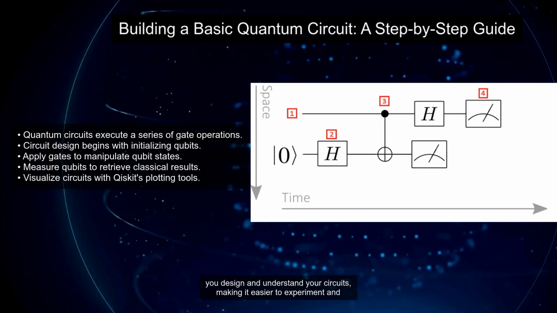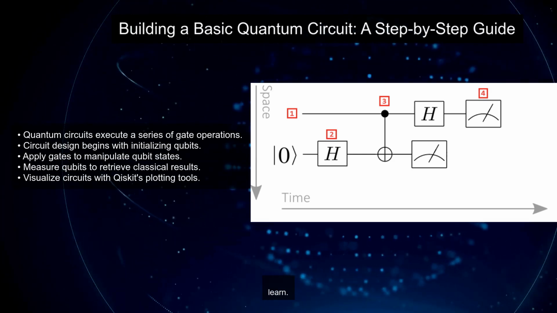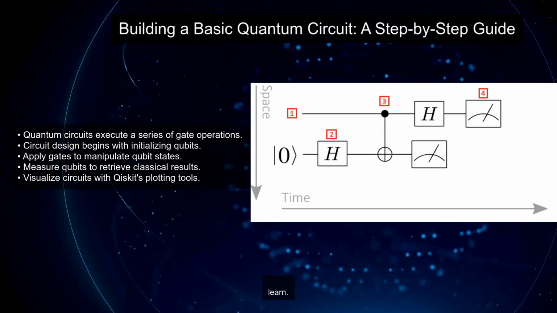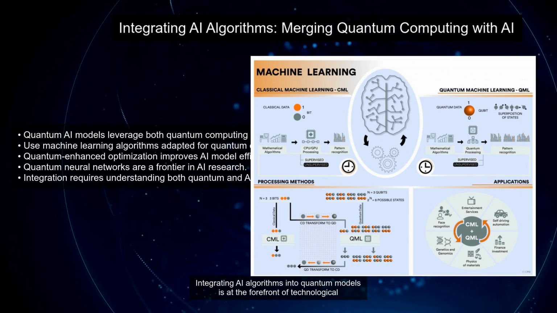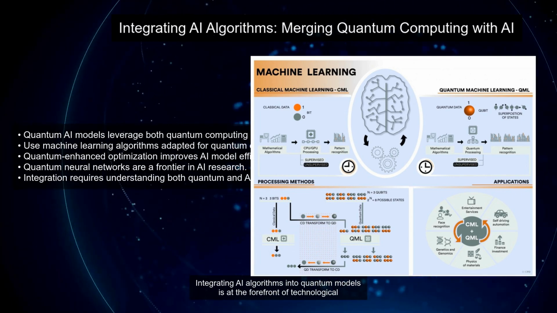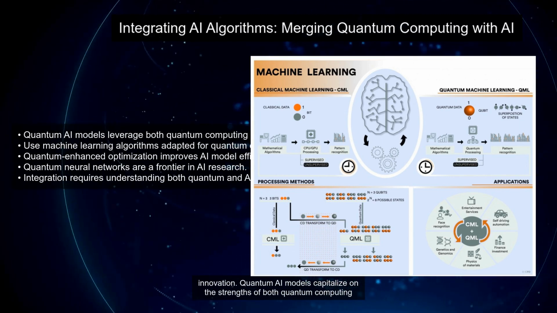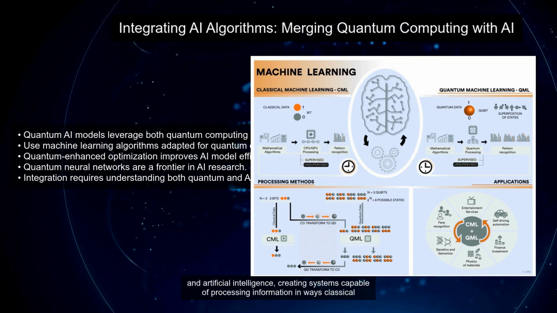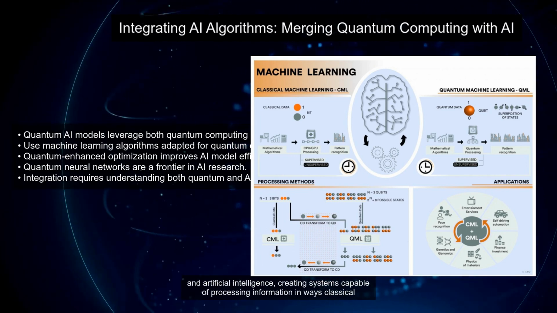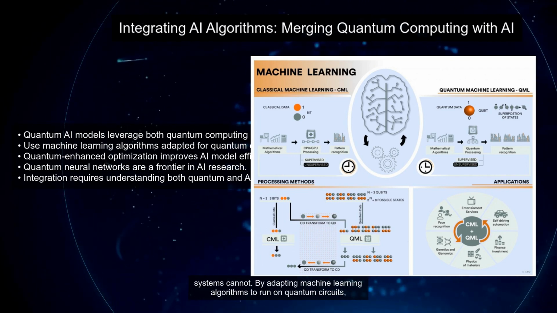Qiskit offers powerful visualization tools to help you design and understand your circuits, making it easier to experiment and learn. Integrating AI algorithms into quantum models is at the forefront of technological innovation. Quantum AI models capitalize on the strengths of both quantum computing and artificial intelligence, creating systems capable of processing information in ways classical systems cannot.